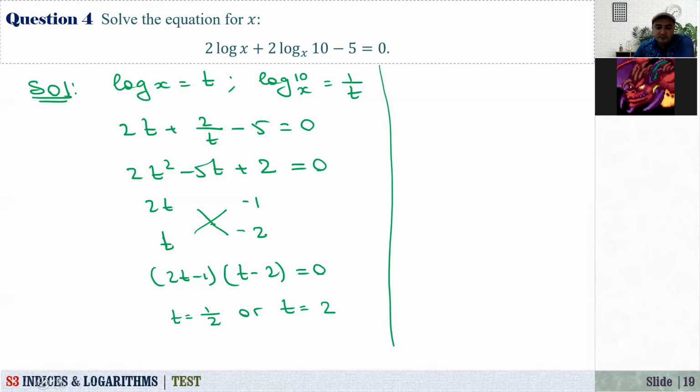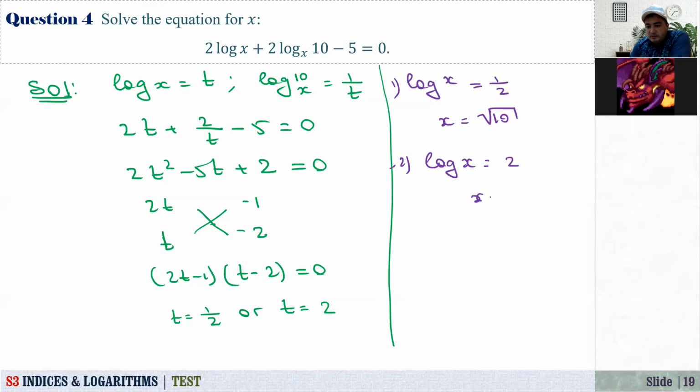Let's just write it here. The answer will be, what is t? It is the logarithm of x to the base 10. So logarithm of x to the base 10 is equal to 1/2, right? From here, what is x? X equals 10 to the power of 1/2, that is square root of 10, right? That's the first one. And the second one is logarithm of x to the base 10, that's equal to 2. From here, what is x? 10 squared, that's equal to 100. So the solutions of this equation are x equals square root of 10, or x equals 100.